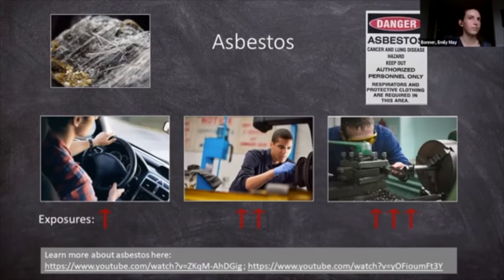We can also use asbestos as an example. Asbestos is a fibrous material that is heat resistant and has been historically used in building materials, car brake pads, and more. It's very dangerous when inhaled and can cause cancer and other diseases. The doses of asbestos that people may be exposed to can be very different. For example, a person who drove a car with brake pads that contained asbestos would likely not be exposed to as high a dose as a mechanic who works on cars or a factory worker that produced those brake pads. You can find more information about asbestos at these video links.